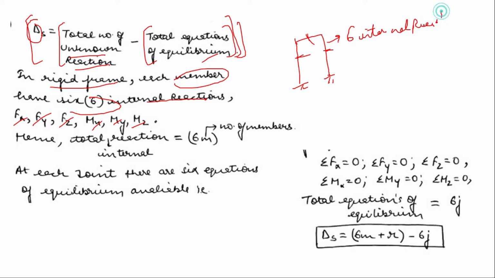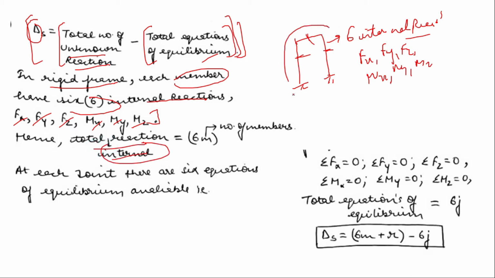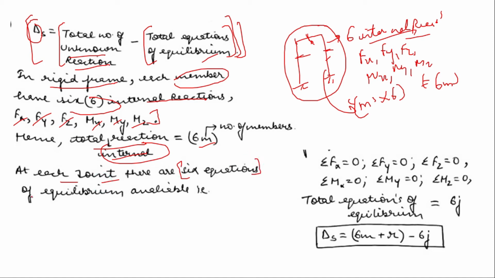And these internal reactions will be Fx, Fy, Fz and Mx, My and Mz. I have already mentioned over here. Hence total internal reactions in the member. Suppose this is the number of members. Number of members, let it be M, and each member has 6 internal reactions. So into 6, so 6M will be the total number of internal reactions. So 6M total internal reactions, and at each joint there are 6 equations of equilibrium available.